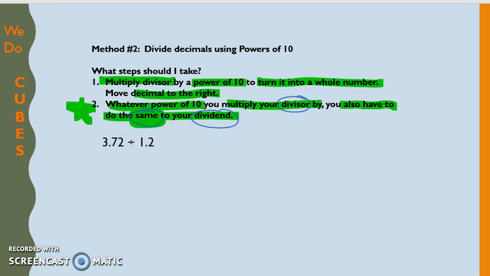Okay, so step 1, let's multiply the divisor. We know that our divisor is 1.2. This is the divisor.